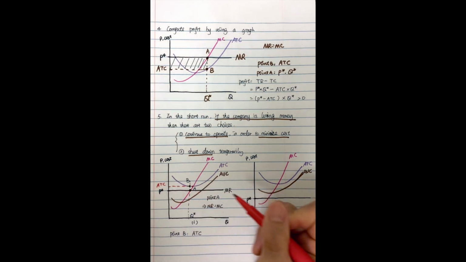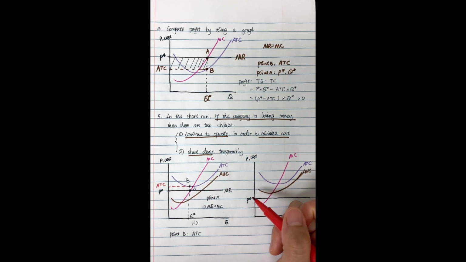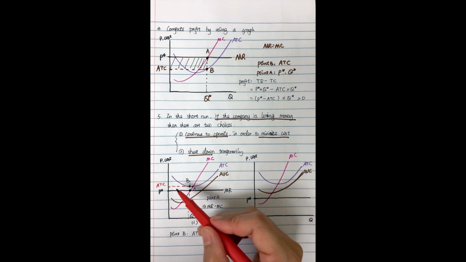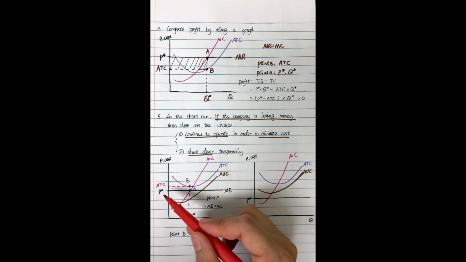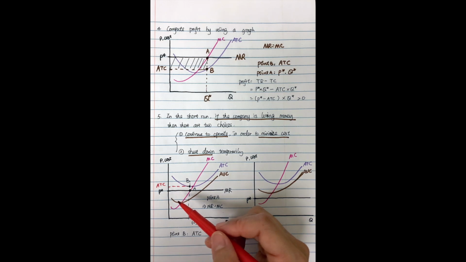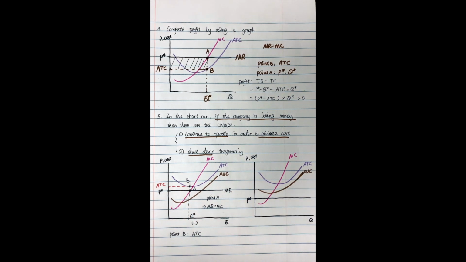Average total cost. And you might notice average total cost now is higher than the price, which means now the firm will be losing money, right? In this case, will the firm just shut down the business or continue to operate in order to minimize the cost? So how can firms make a decision?